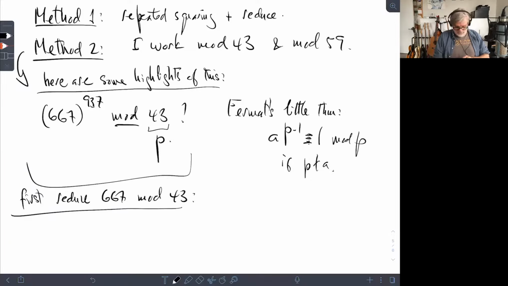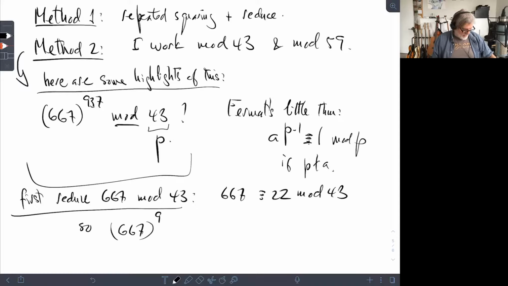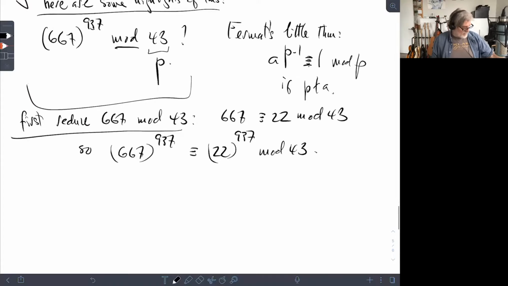Okay, so 667 divided by 43 minus 15 times 43 is 22. Yeah. Okay, I see it. So 667 is congruent to 22 mod 43. So 667 to the power 937 is congruent to 22 to the power 937 mod 43. That's the first step, okay? So we've got much smaller numbers.